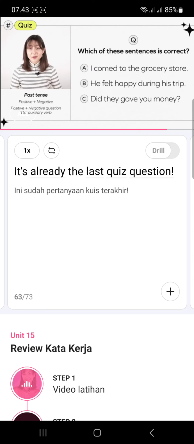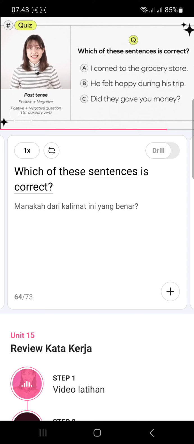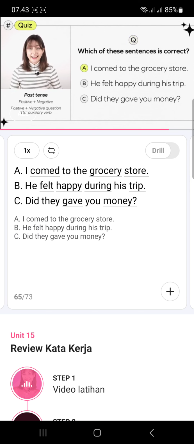It's already the last quiz question. Which of these sentences is correct? A. I comed to the grocery store. B. He felt happy during his trip. C. Did they give you money?